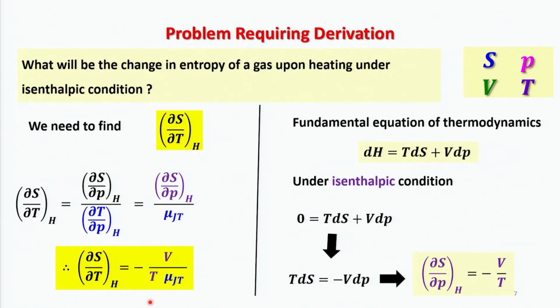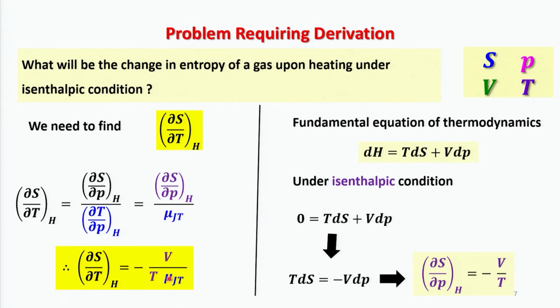We can stop here, because I have got everything that I require to evaluate this change. The slope of the curve, where I am plotting temperature along the x axis, entropy along the y axis under isenthalpic condition. And at every point of the plot, if you know the value of the temperature, the corresponding volume of the gas and the Joule-Thomson coefficient, you should be able to find out the slope of the curve.